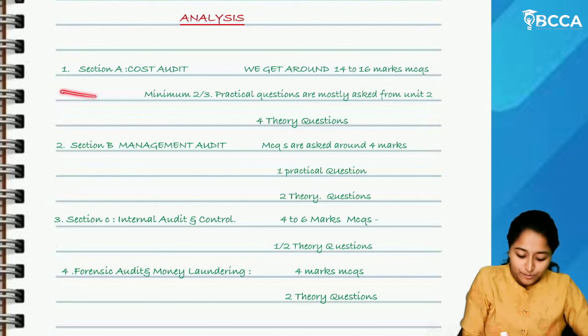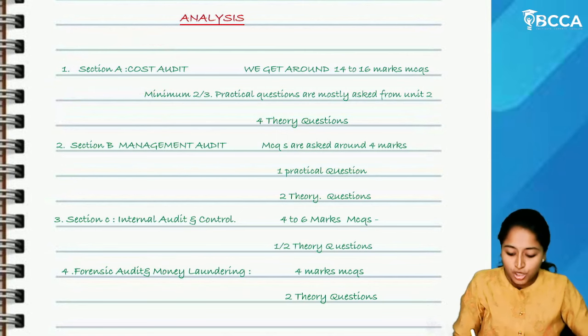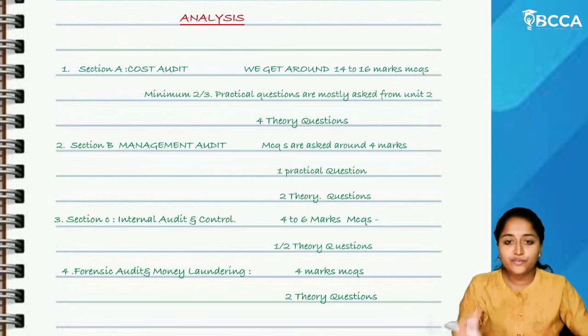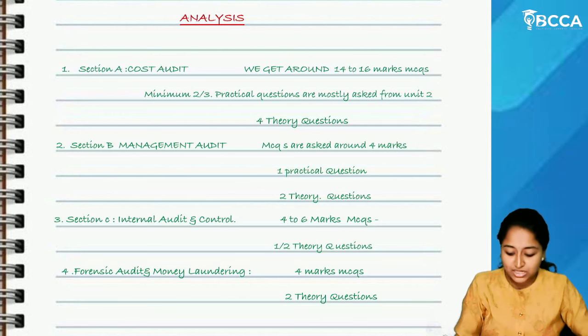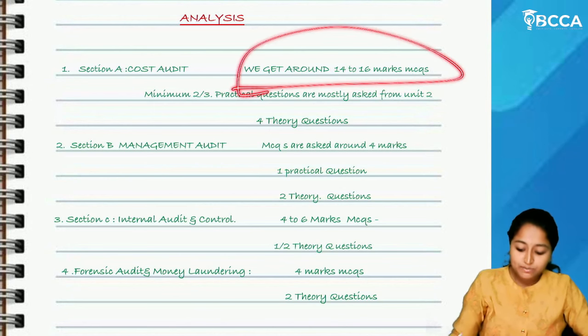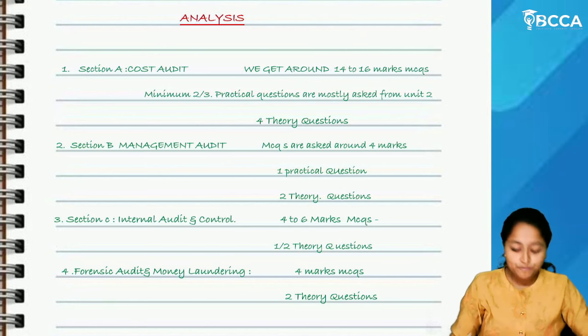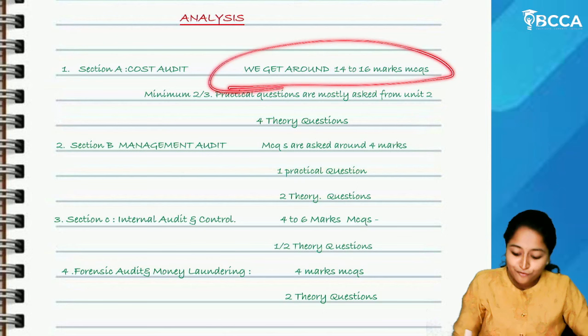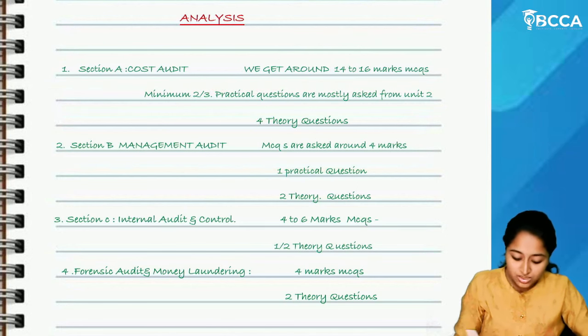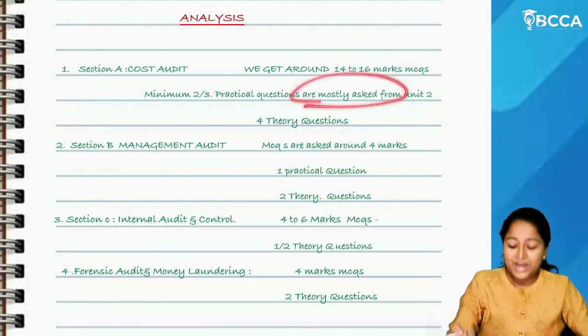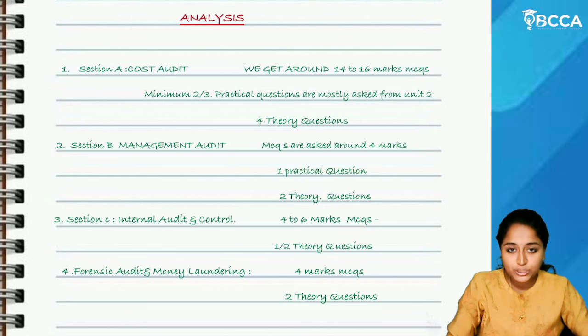And if you are prepared well enough with this chapter, with just 15 minutes or just 10 minutes, you can just secure 16 marks into your account. So this will be a great step for you to just go for section A perfectly in detail. Okay, we get around 14 to 16 marks MCQs and minimum 2 to 3 practical questions. And those practical questions are mostly asked from Unit 2.